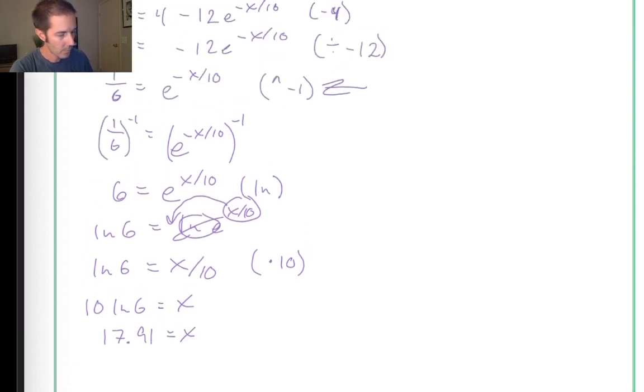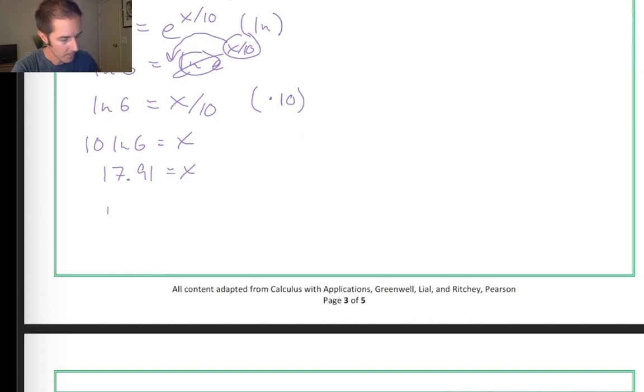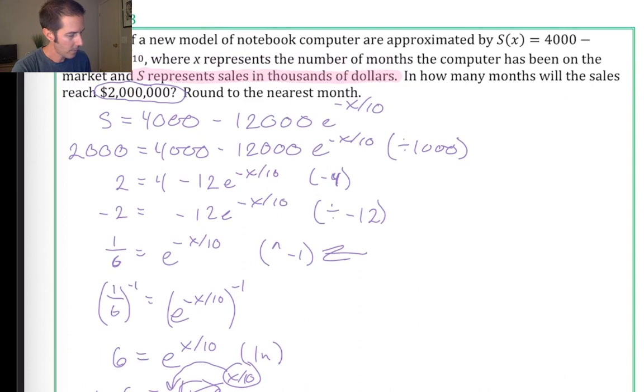And again, we're supposed to be rounding to the nearest month, so we'll take this up to 18. And it'll take 18 months. Any other nuances that we need to talk about? It's going to take me 18 months to make $2 million in sales. That's not profit. It sounds more like revenue, but I'll take it.